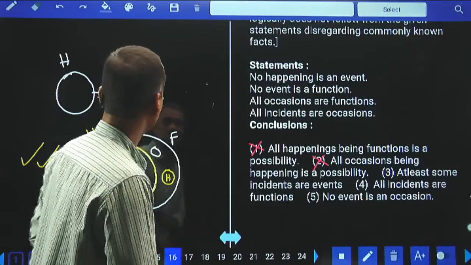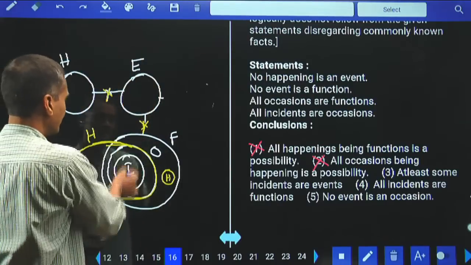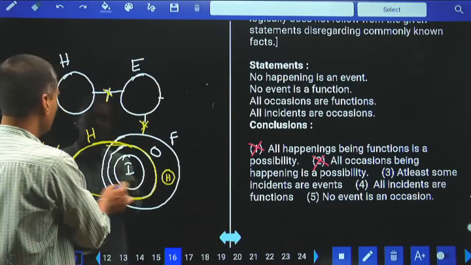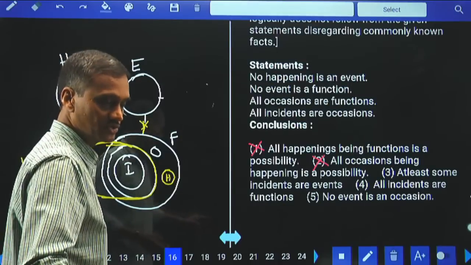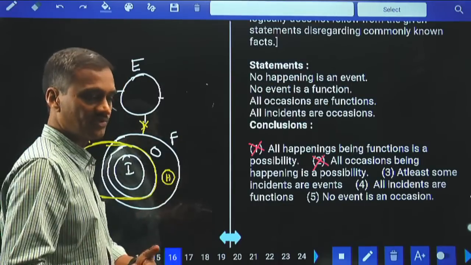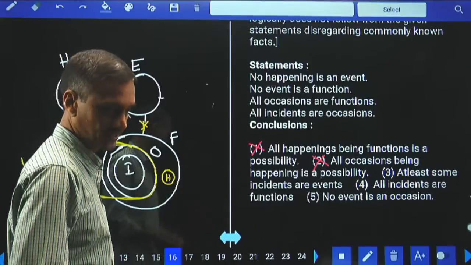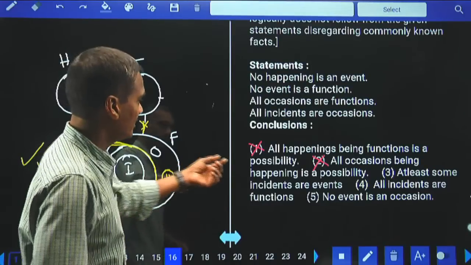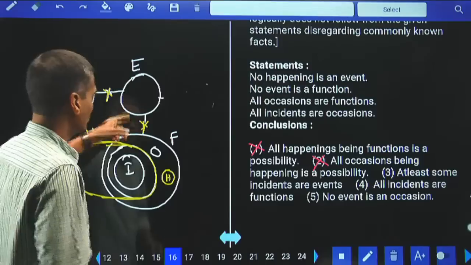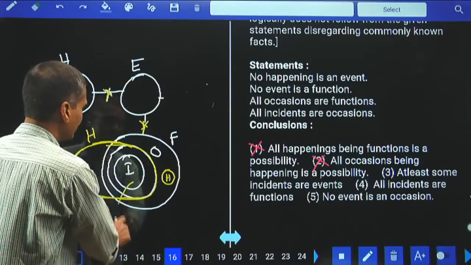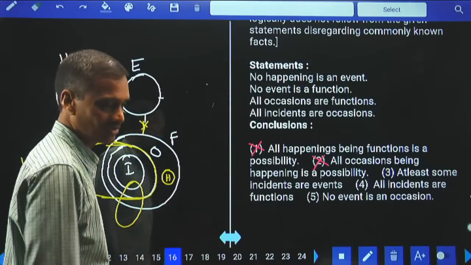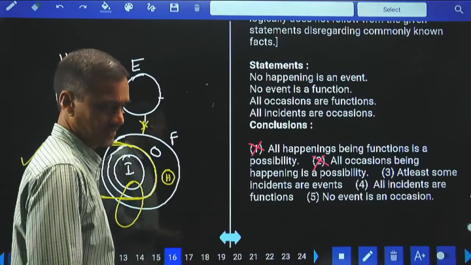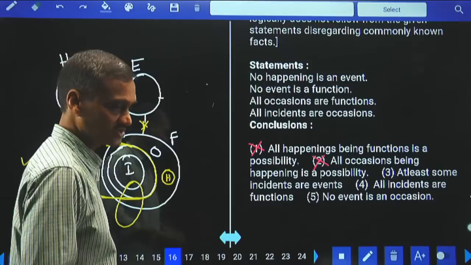Then coming to the third, some incidents are events. Event and incident. Is it true here? No, it is false. As it is false once, then what we need to do? We need to reconfirm whether it is 100% false or not. How to do this? In order to make this true, we need to prove that at least some events can be like this or not. Is it true? No, it cannot be true even once.